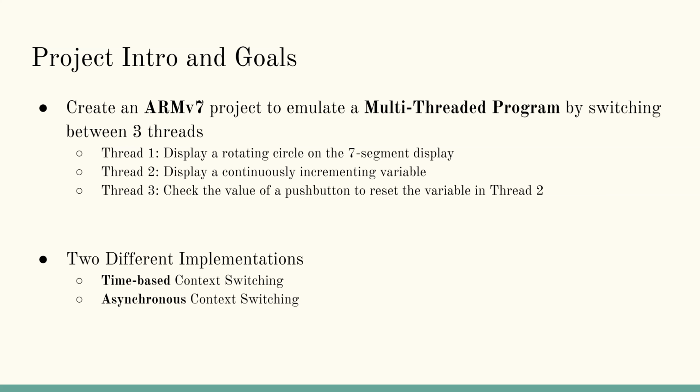We have two different ways that this was to be implemented. The first way is to do the time-based context switching, and the second way is the asynchronous context switching. In order to do the asynchronous, all we did is design it in a way to basically run one thread at a time and cycle between the threads automatically. And with the time-based context switching, we have it run a certain thread for a certain amount of time. And then after that time has elapsed, we switch to the next thread.